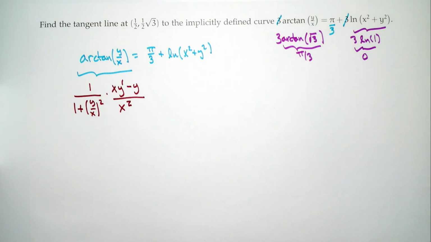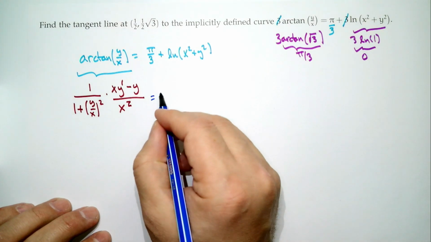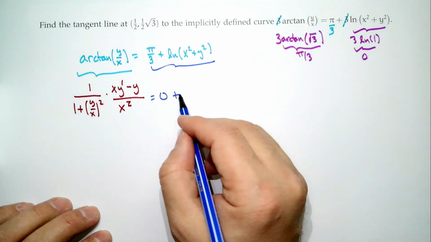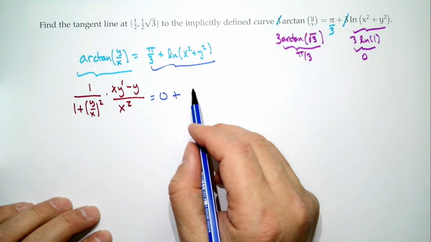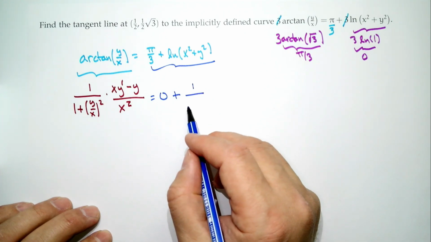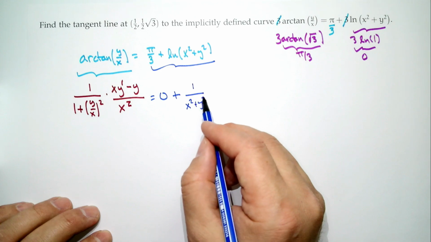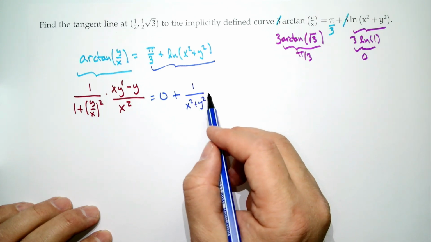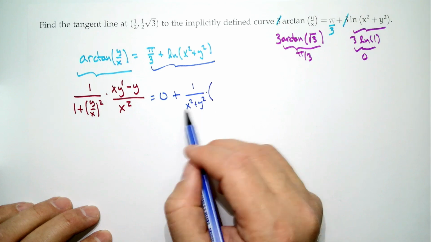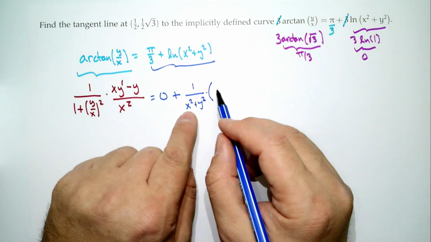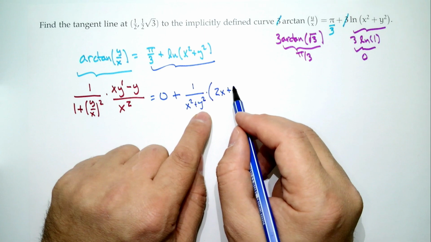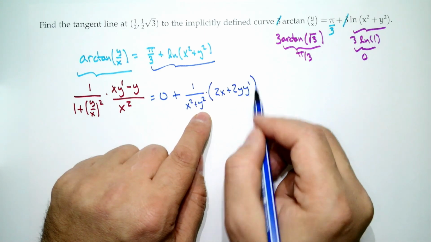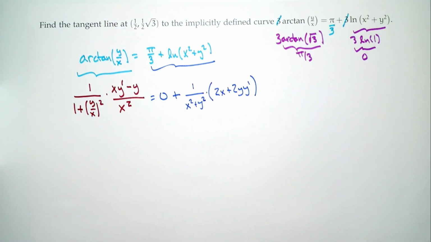Now we move to the right-hand side. Okay, the derivative of pi over 3. It's 0 because it's a constant. Well, we got a break. Okay, 0, so now we're doing this part, plus the derivative of natural log, 1 over the inside. You leave the inside completely alone, and then multiply by the derivative of the inside, 2x and 2y prime. Very good. Are we done with the derivative of the right-hand side now?